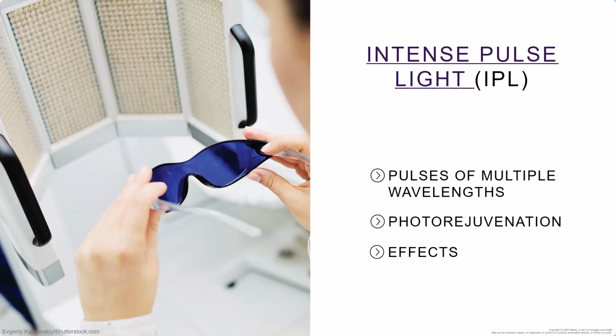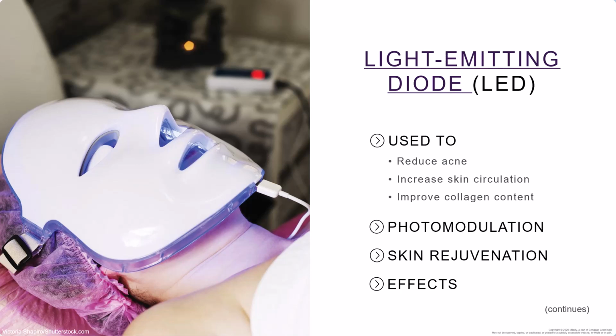treating fine lines and wrinkles, skin texture changes including the roughness and coarseness, telangiectasia or the small spider veins, the red spider veins, pigmented lesions or dyschromia, poikiloderma of Civatte, I don't know how to say it, I'm sorry, rosacea symptoms, erythema or redness, flushing, and also papules. Light emitting diodes or LEDs can be used to help reduce acne, increase skin circulation, and improve the collagen content in the skin.